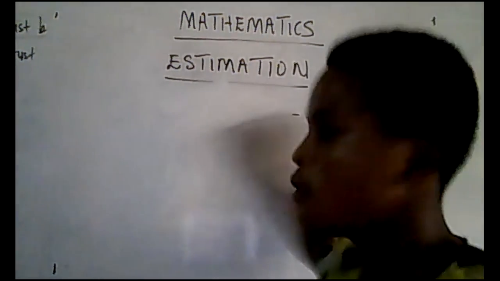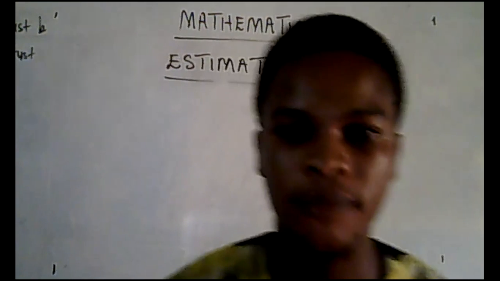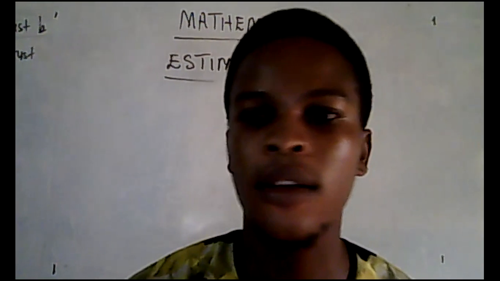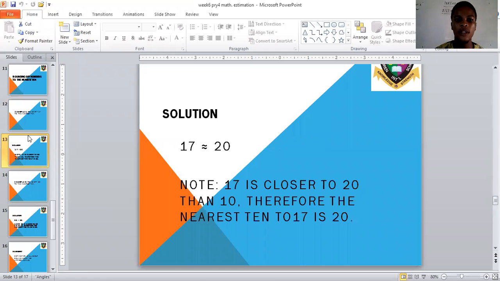Let's quickly look at what we have here. Just like what we just did now, he said 17 is approximately equal to 20. Why? Because he said, note, 17 is closer to 20 than to 10. Therefore, the nearest 10 to 17 is 20. Please take note of that.